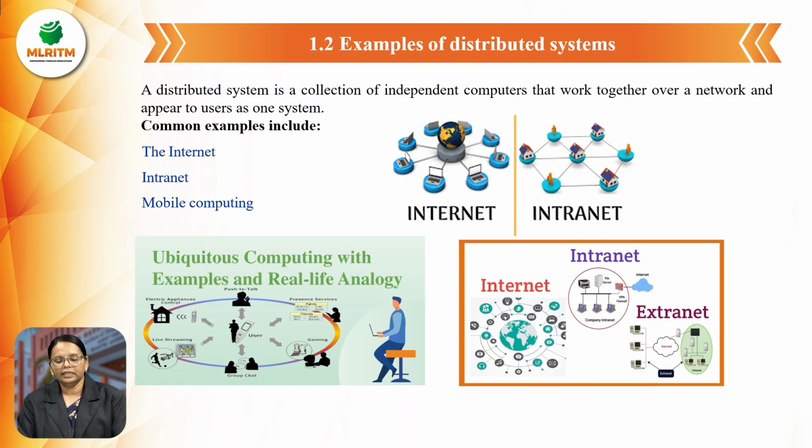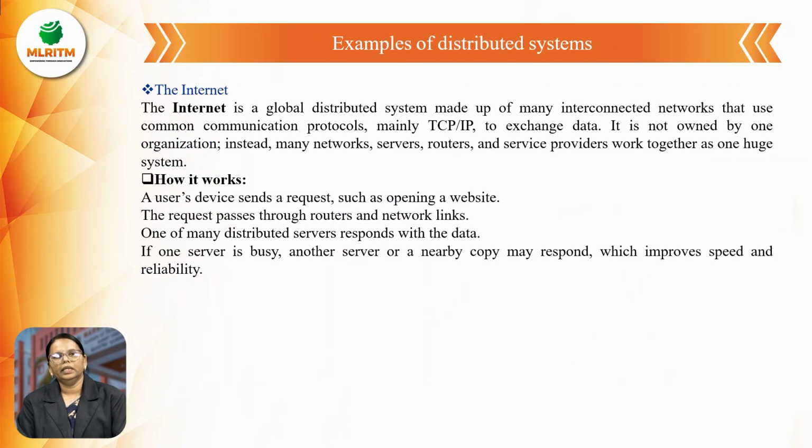And next are the examples of distributed systems. A distributed system is a collection of independent computers that work together over a network and appear to users as one system, right? So examples of distributed systems are the internet, intranet, and mobile computing. Here, the internet. So, you already know about this.